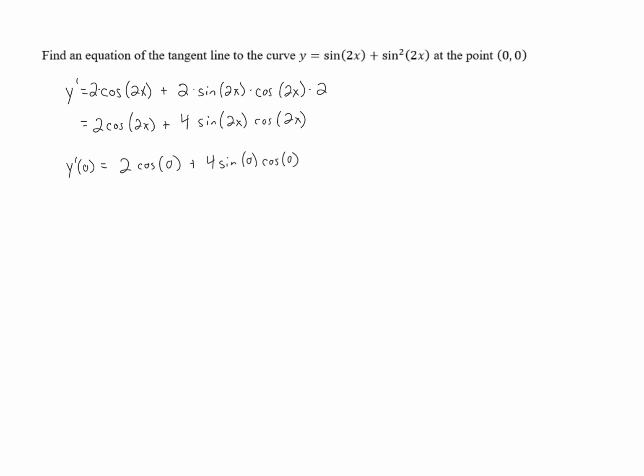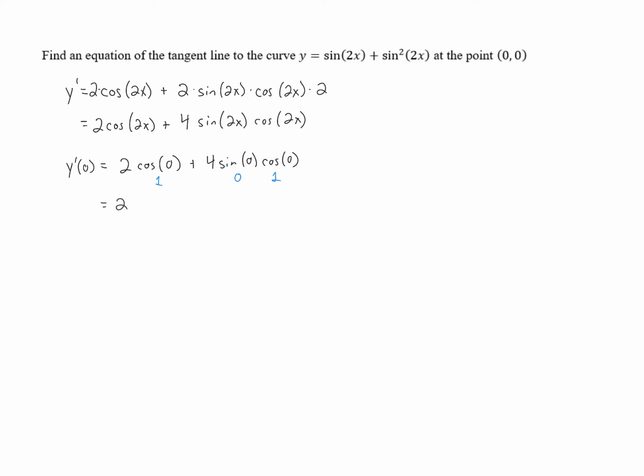Now we know that cosine of 0 is 1 and sine of 0 is 0. So that means the second term is going to be 0, because 0 times anything is 0. But the first term is going to be 2 times 1, which is 2. So this derivative is going to be 2, which means the slope is 2.